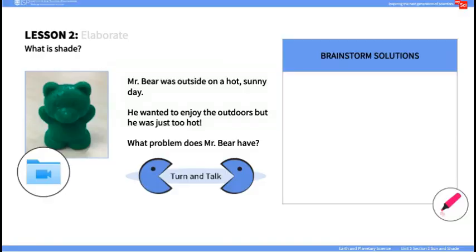Next, reintroduce the design challenge by giving the students the prompt, Mr. Bear was outside on a hot, sunny day. He wanted to enjoy the outdoors, but he was just too hot. What problem does Mr. Bear have? Guide the students to identify Mr. Bear's problem and possible solutions, including that the students should design something to provide shade for Mr. Bear.